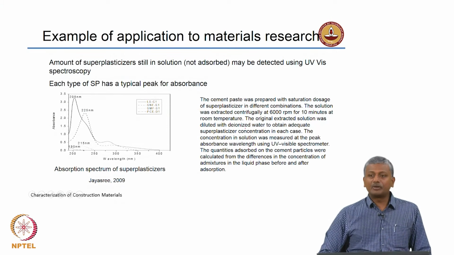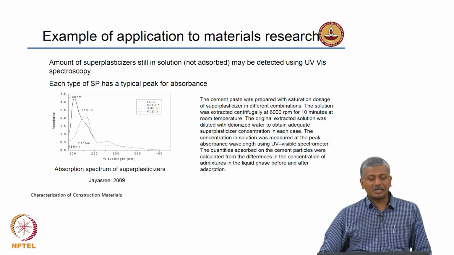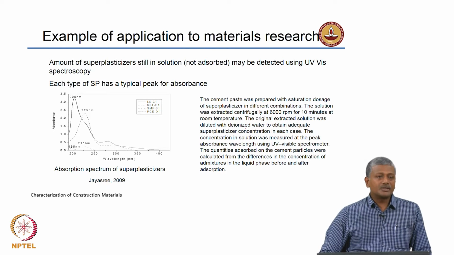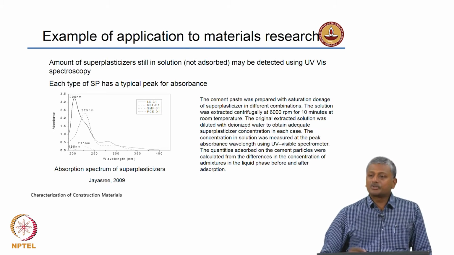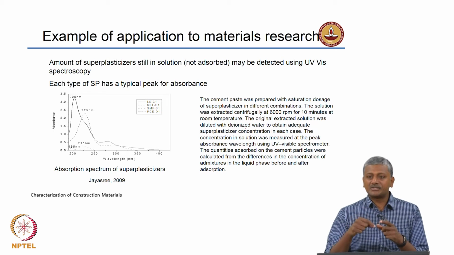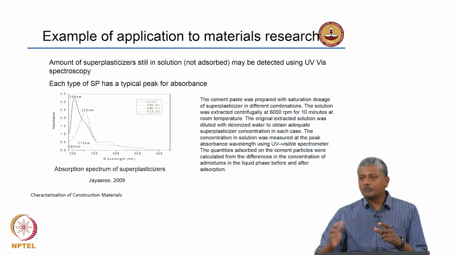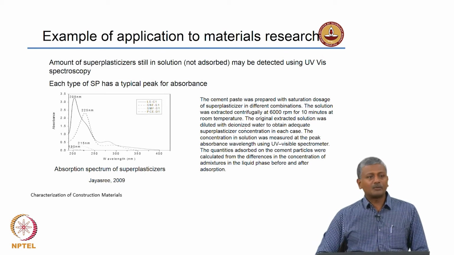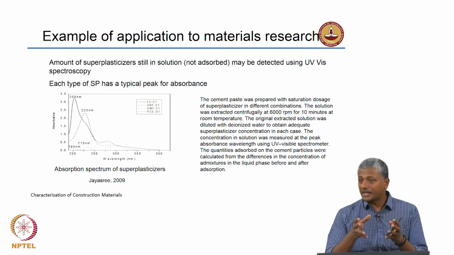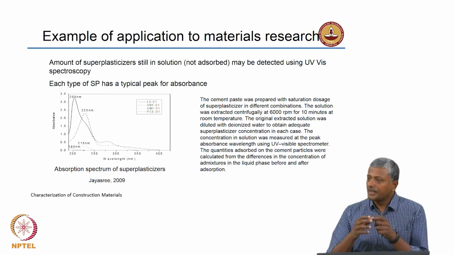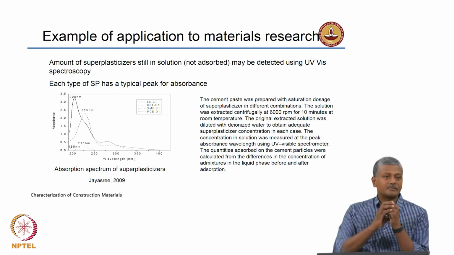Now this is an example of how this was applied in construction materials research. The idea here was to determine how much of the superplasticizer that you add to a cementitious system in the beginning stays on with respect to time. We know that one of the primary mechanisms of action of a superplasticizer is to adsorb on the surfaces of the cement particles.